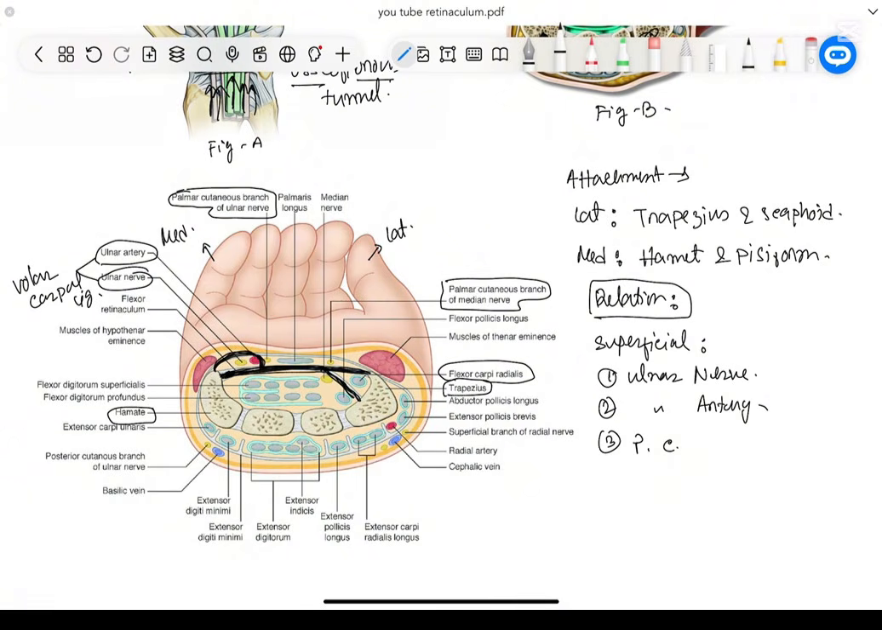So we can write, in shortcut, palmar cutaneous branch of median nerve, and number 4, palmar cutaneous branch of ulnar nerve. Number 5, you can see one big tendon passing above the flexor retinaculum, or carpal tunnel, superficially. The name of that is palmaris longus.